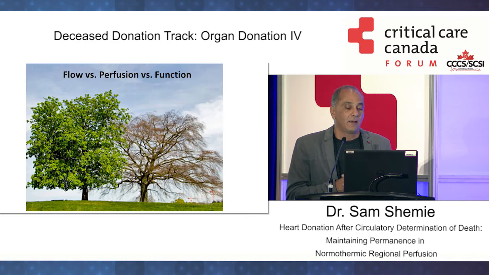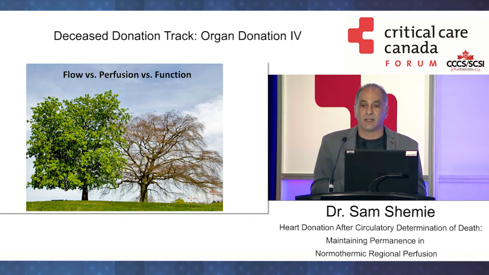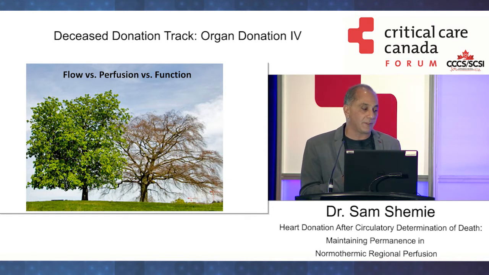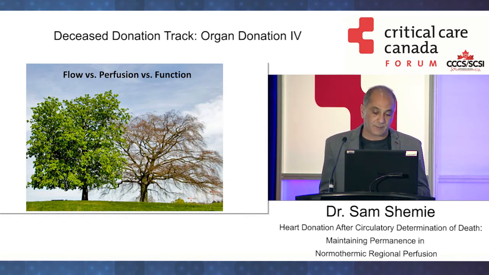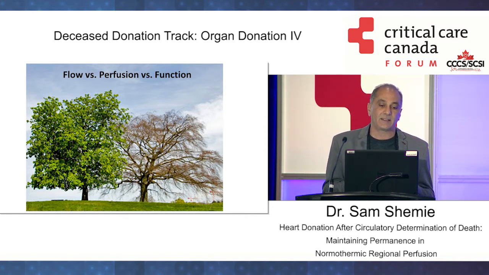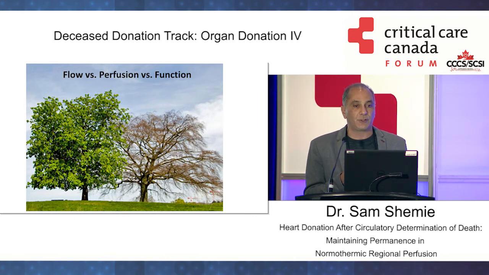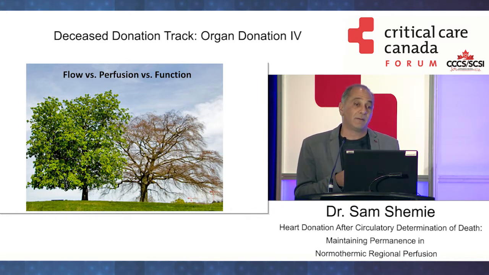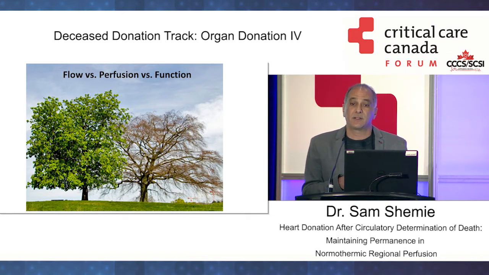So these are two trees. One is clearly alive and one is clearly dead. And the question is, what is the difference between those two trees? And again, it's the issue of flow versus perfusion versus function. And we would agree that the leaves on the trees are a representation of neurological or neuronal function. And if you don't have leaves, there's no function.